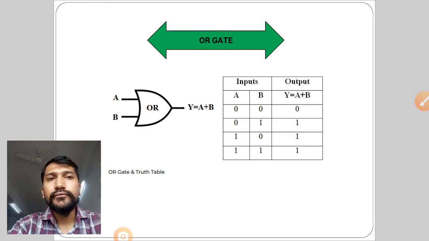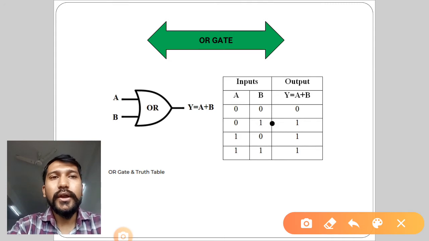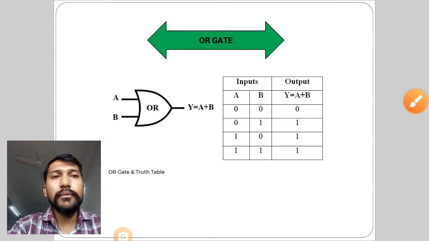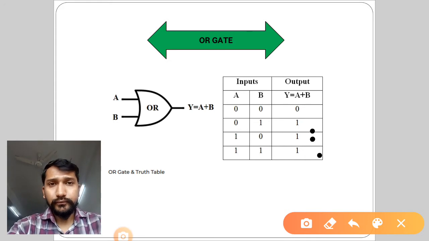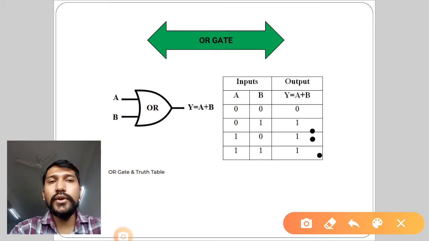So let us see. The first combination is 0 and 0. Whenever I give 0 and 0, the addition is 0. Next is 0 plus 1, that will be 1. Next is 1 plus 0, that is 1. And 1 plus 1 is what? Now 1 plus 1 is 2. But your digital circuit will understand whether 2 is a low value or a high value. Obviously it is a high value. So it will be taken as 1.